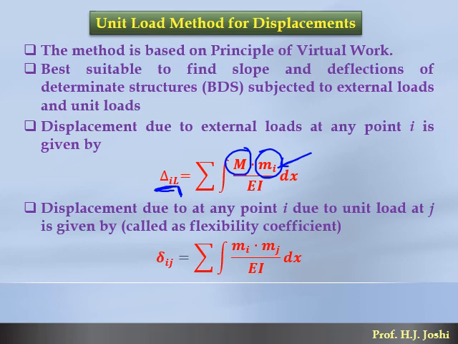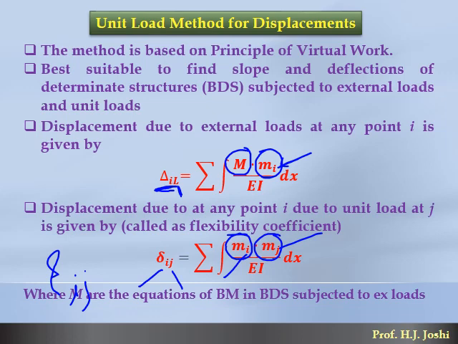Similarly, to find any flexibility coefficient, that means delta ij, or one can call it fij, flexibility at I due to unit load at j. Here delta ij means displacement at I due to unit load at j. Right? So the formula is again the same, sum of integrals mi dot mj upon EI with respect to dx. Again here mi means bending moment equations in the beam when unit load is applied at I, and mj means bending moment equations in the beam when unit load is applied at j. So these two fundamental equations are useful to find the flexibility coefficients as well as displacements due to load. Right? So where M are the equations for bending moment due to BDS, as I already explained.